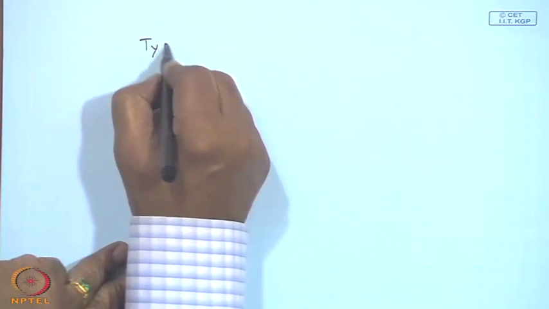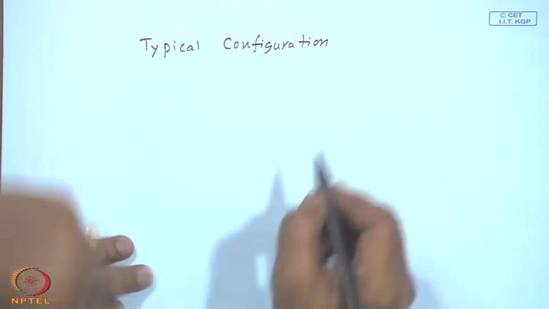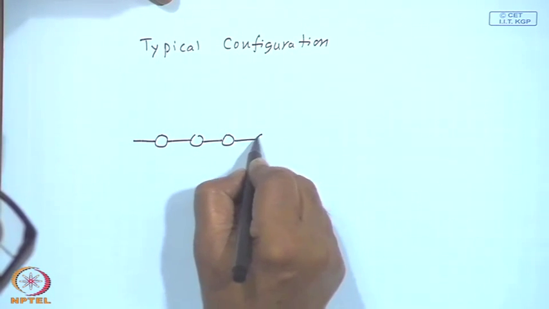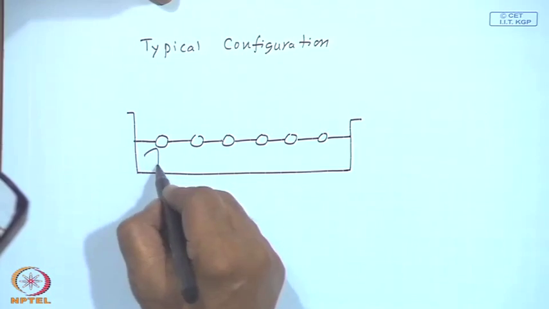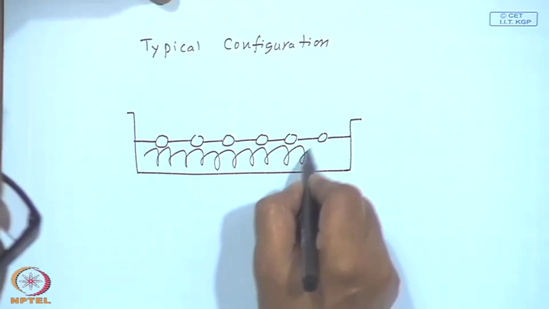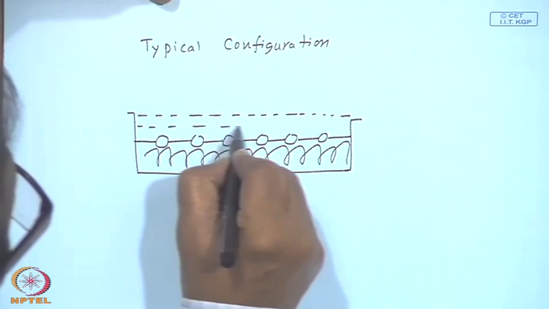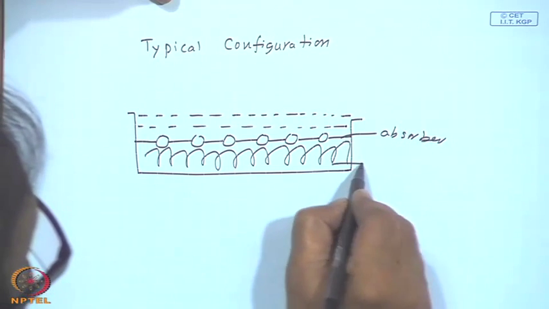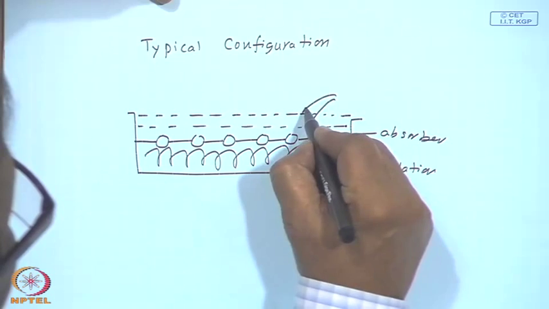So, one typical configuration I shall show is for a water heater, which is the most popular fin and tube type of absorber that is kept in a box, and the box is insulated so that conduction from the bottom is reduced, and there will be one or two glass covers. So, this is the absorber, this is insulation, and these two are glass covers.